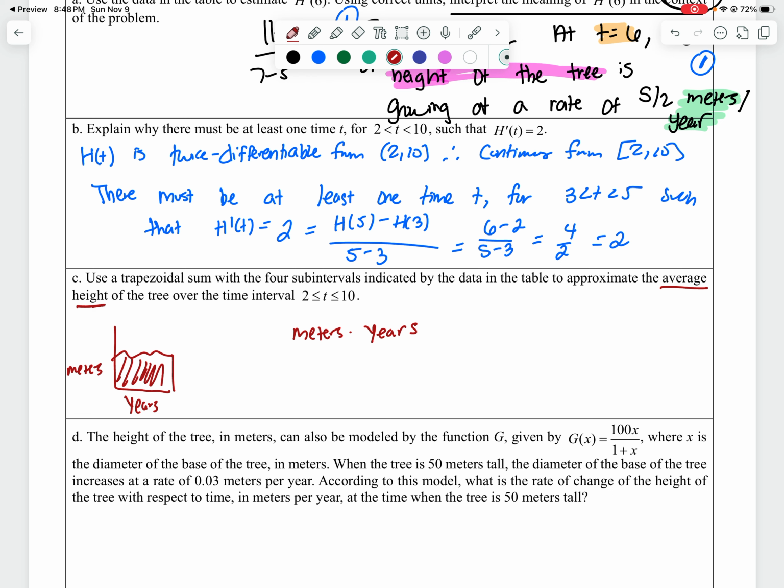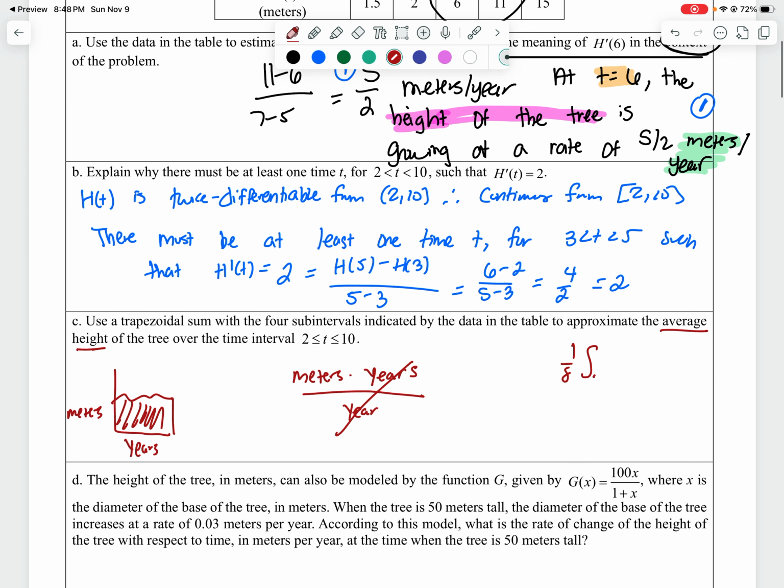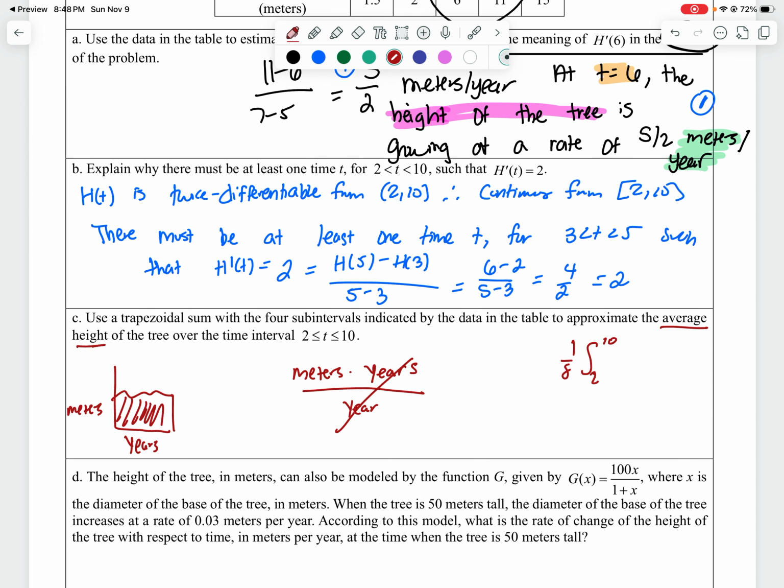Now, because we want the average height and we only want meters, we have to divide by years, which is why we're using the average value here to get meters. So essentially, my integral should be 1/8 for the integral from 2 to 10 of h of t dt. That's what I'm essentially finding.